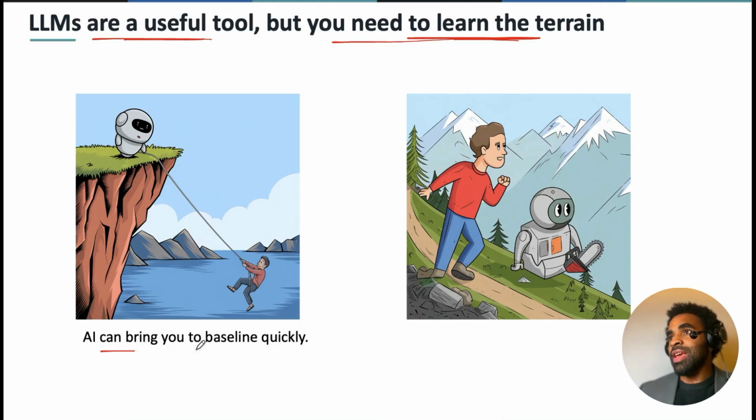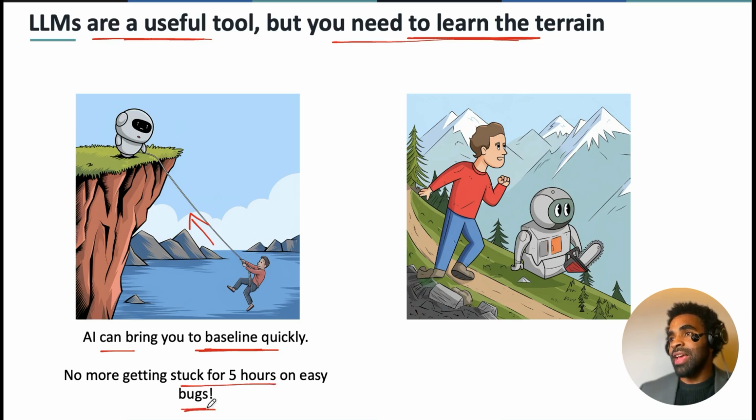So AI can help you get up to baseline very quickly. And one of the main reasons for this is because you don't have to spend hours getting stuck on easy bugs, as programmers are wont to do, especially when you are beginning programming. So at the beginning of your programming career, AI tools like ChatGPT are going to be super useful for you for debugging and for getting you quickly up to speed.